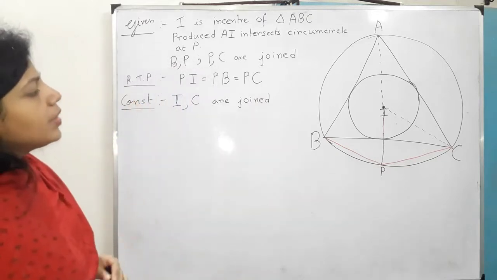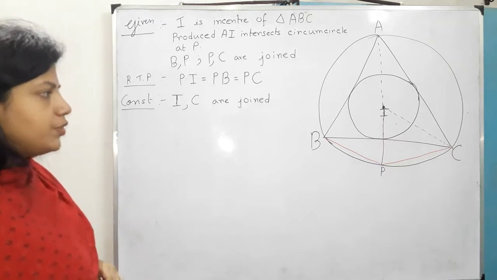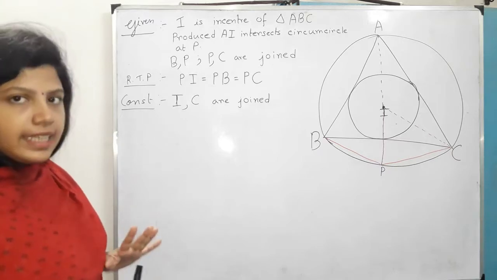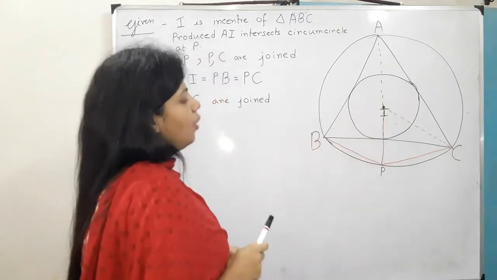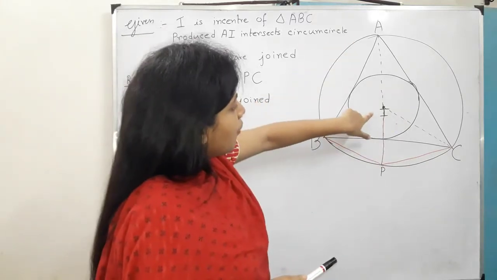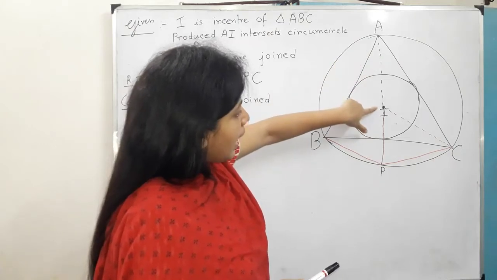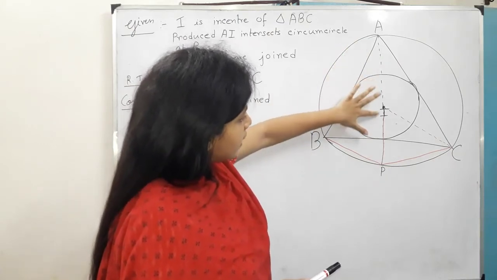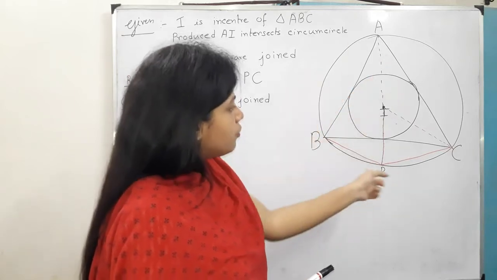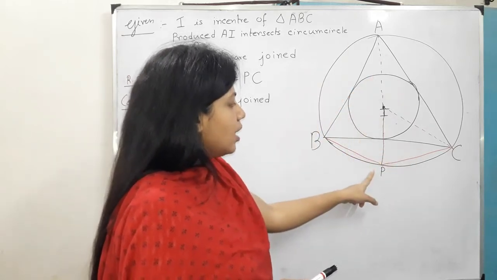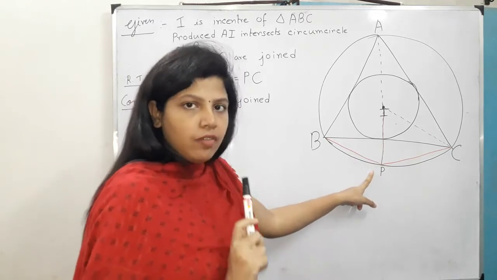It is given I is the incenter of triangle ABC. Incenter means the center of the incircle. Now if I join AI and extend that, it will intersect the circumcircle of triangle ABC at the point P. I am repeating once more.